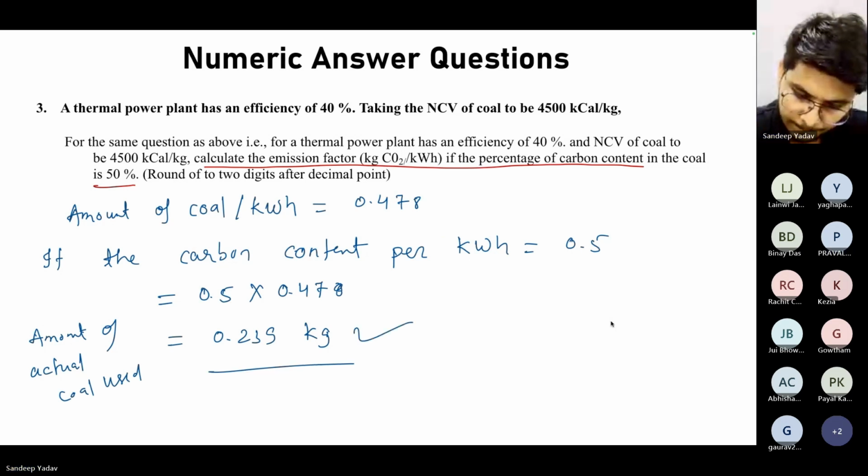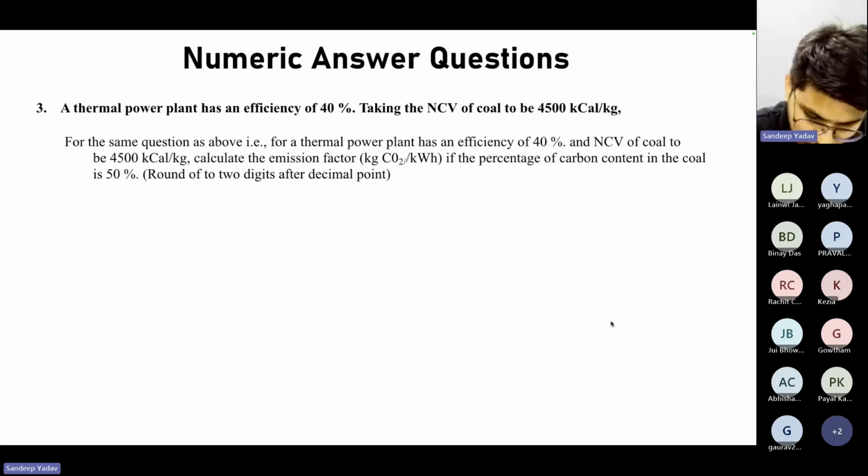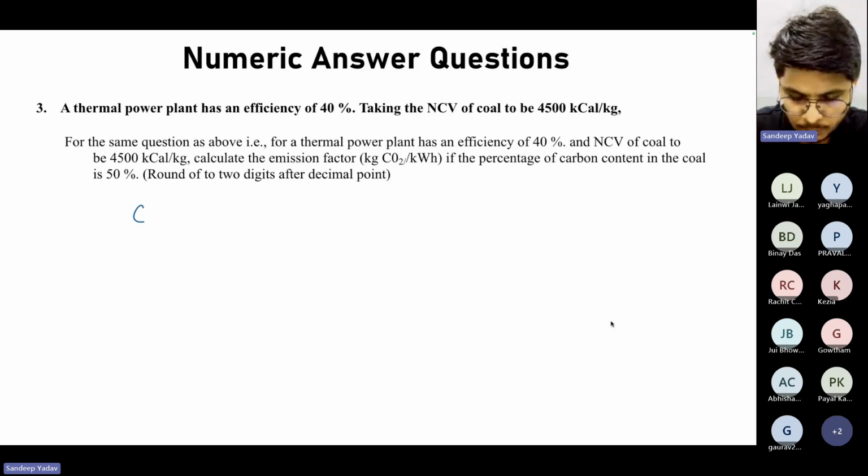Now, we know carbon burns in the power plant: C plus O2.